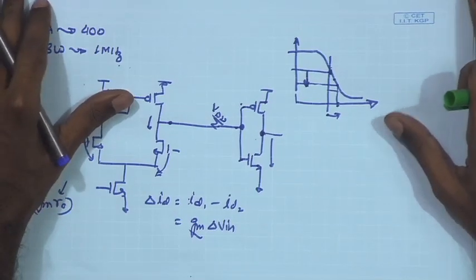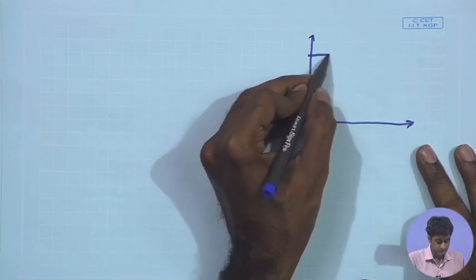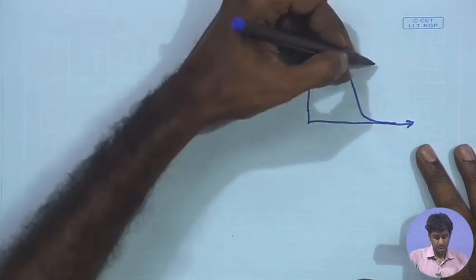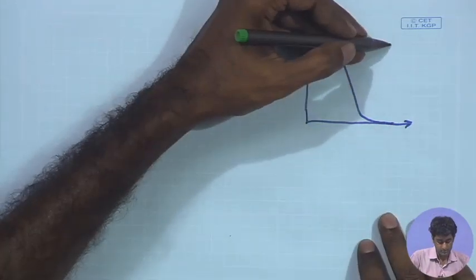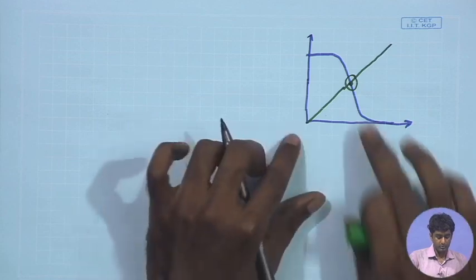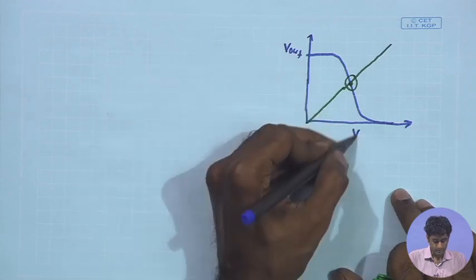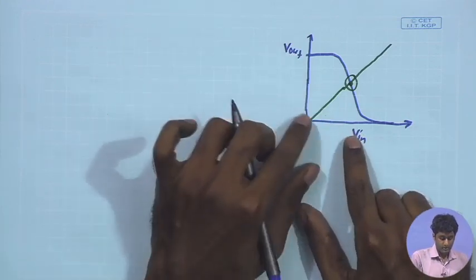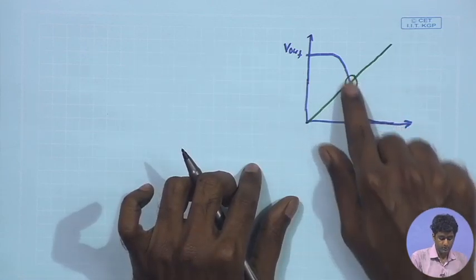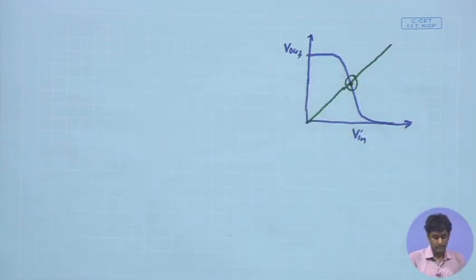So if I draw the transfer characteristics of an inverter and look at the V out equal to V in curve, which is 45 degree, the point where it intersects is going to be the trip point, the point at which V in is equal to V out. This is V out and this is the V in. So if you are going for V in higher than this trip point, we are expecting that the output goes down, and on the other side once again the output goes close to the VDD.